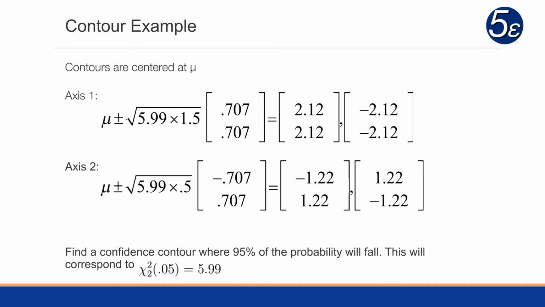0.707, 0.7 times the eigenvector, 0.707, 0.707. Axis 2 will be the same thing. Find a confidence contour where 95% of the probability will fall, and this will correspond to the chi-squared with 2 degrees of freedom at 0.05 level. So therefore, we end up with the items on the right, 2.12, 2.12, negative 2.12, negative 2.12.